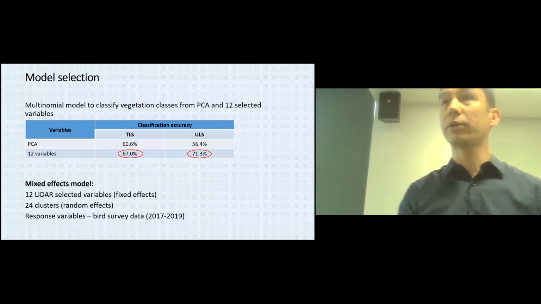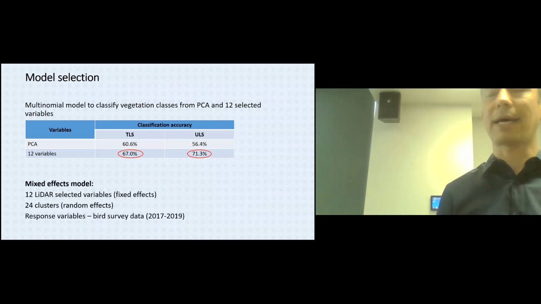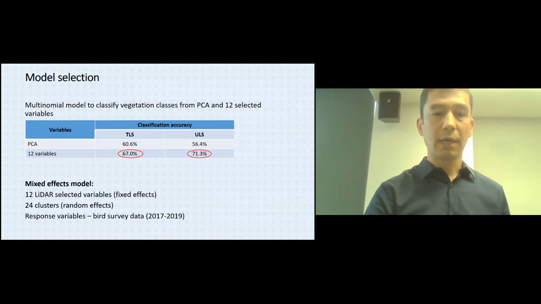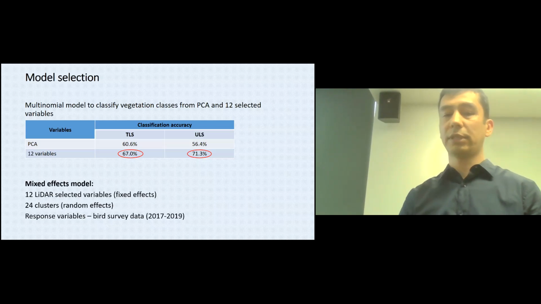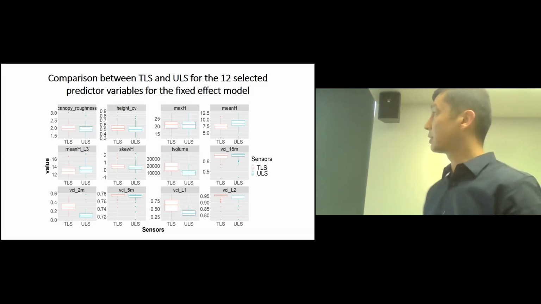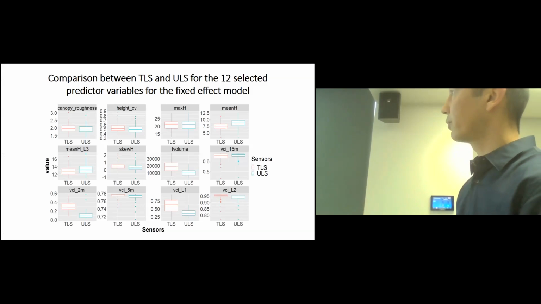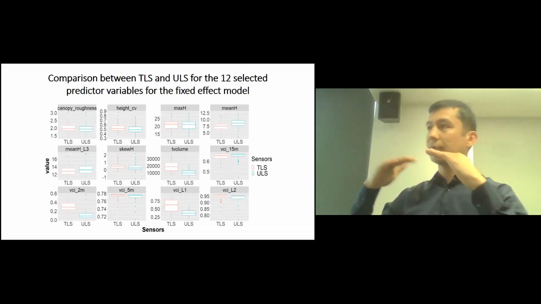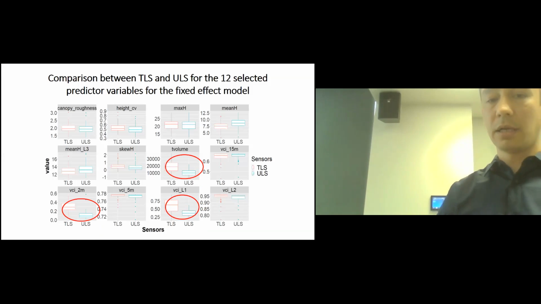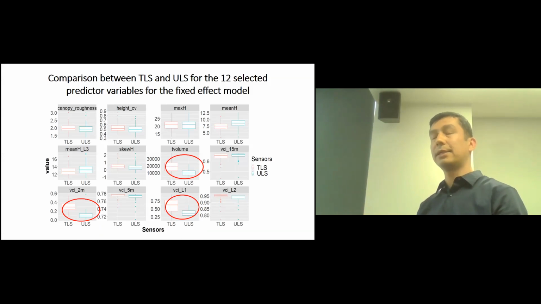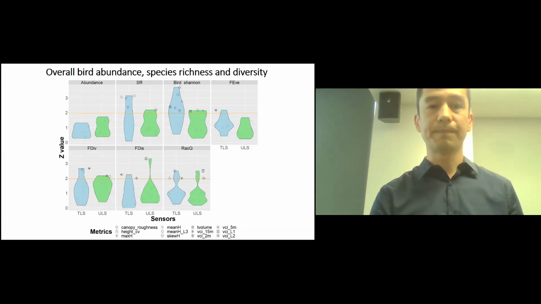We used a mixed effects model. The 12 selected variables were fixed effects and the 24 clusters were random effects. Response variables were bird survey data from 2017 to 2019. This shows the comparison between TLS and ULS derived selected variables. As you can see, most of the values are very close. However, if you look at the volume and lower layer vegetation complexity indexes, TLS is giving a much higher value.